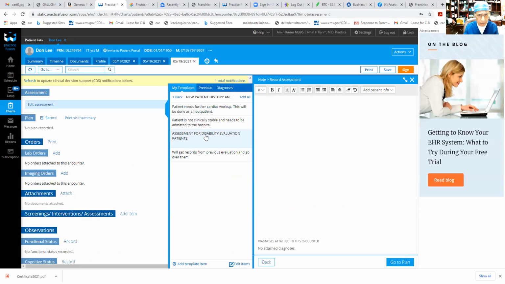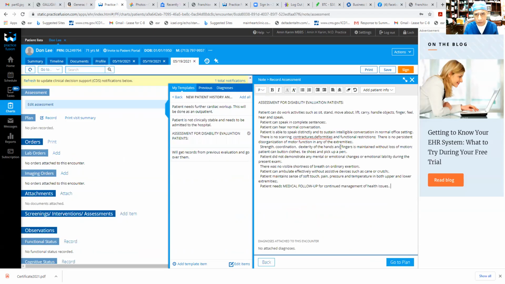Assessment is assessment for disability. Just put this down. You don't have to do it if you don't want to. If you get experience, you can answer all these things, or not answer, but just keep those things as is and write down your own little findings here.